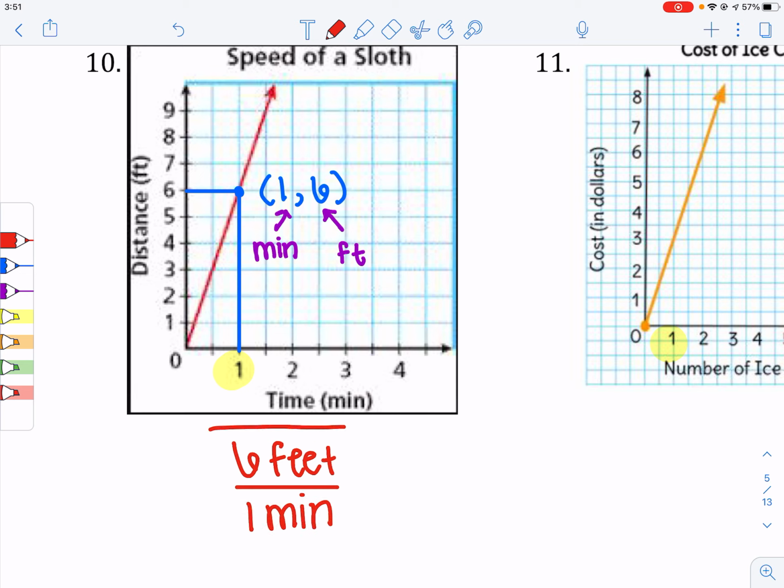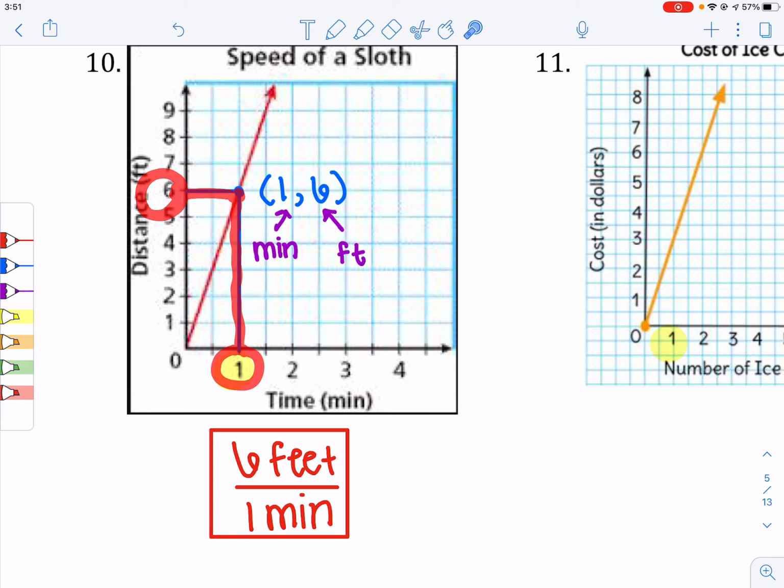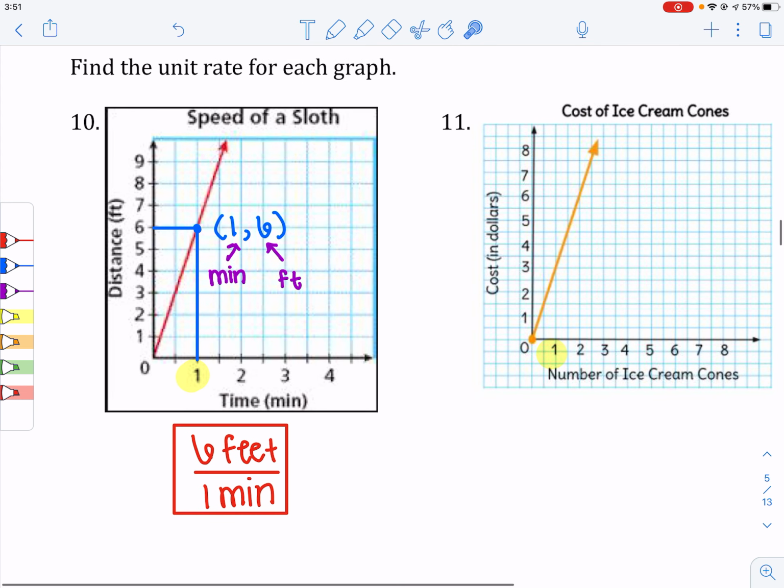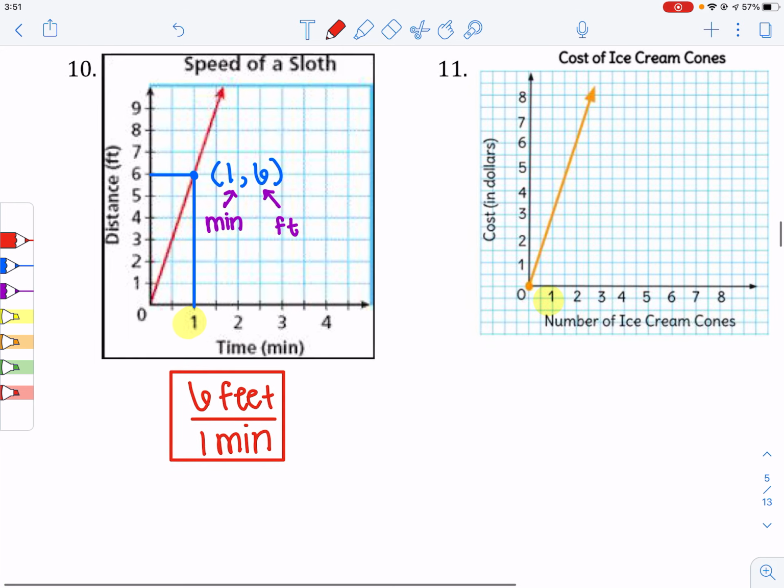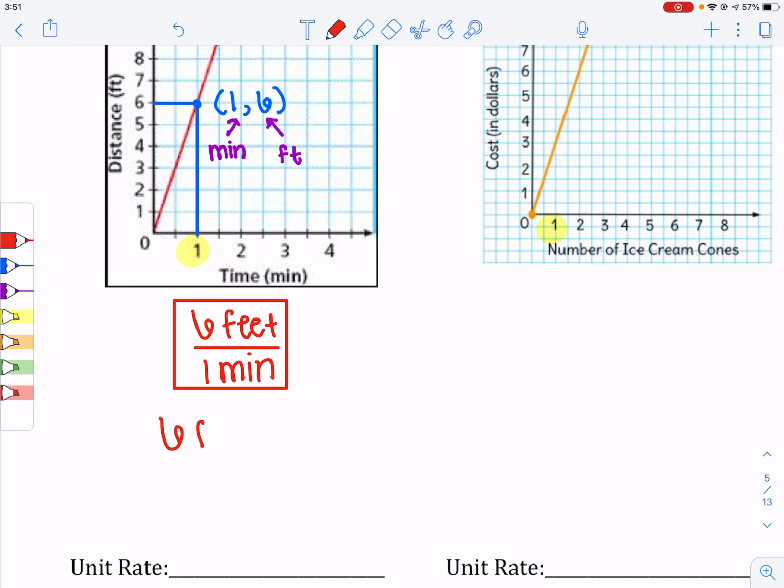So it's nice because with graphs, if you find the 1 down here on the x-axis, follow it straight up, and whatever number you get to, that's always just going to be your top number. You don't have to do any dividing or anything. Okay, or you can say 6 feet per minute if you'd like to write it that way. 6 feet per minute is fine.